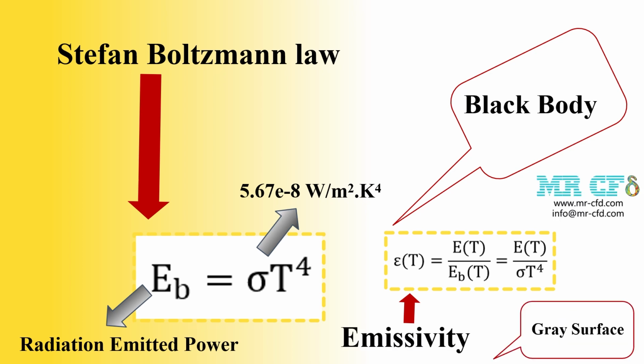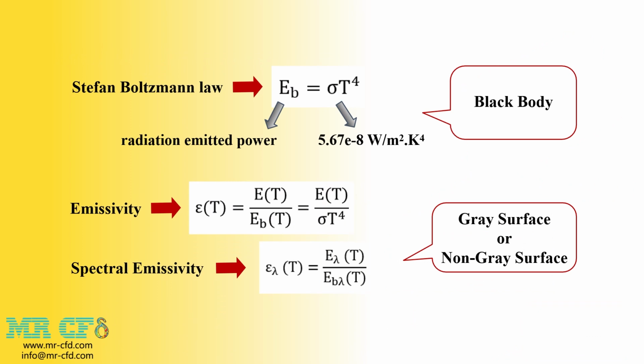Now we go to the concept of gray and non-gray radiation. Gray radiation occurs when the radiation properties are independent of the radiation wavelength, while in non-gray radiation, the radiation properties depend on the wavelength. So, in the case of gray radiation, the emission is strongly dependent on the temperature, while in the case of non-gray radiation, it is also dependent on the wavelength, and the emissivity is expressed as a spectral emissivity. In other words, in gray mode, energy emission occurs at any wavelength, while in the non-gray mode, the energy emission takes place in a specific range of wavelengths.